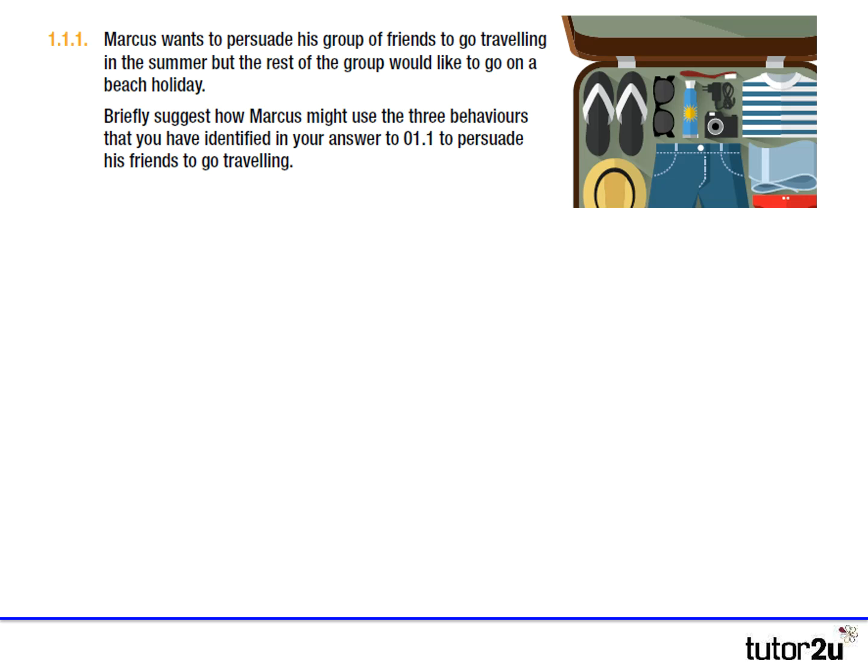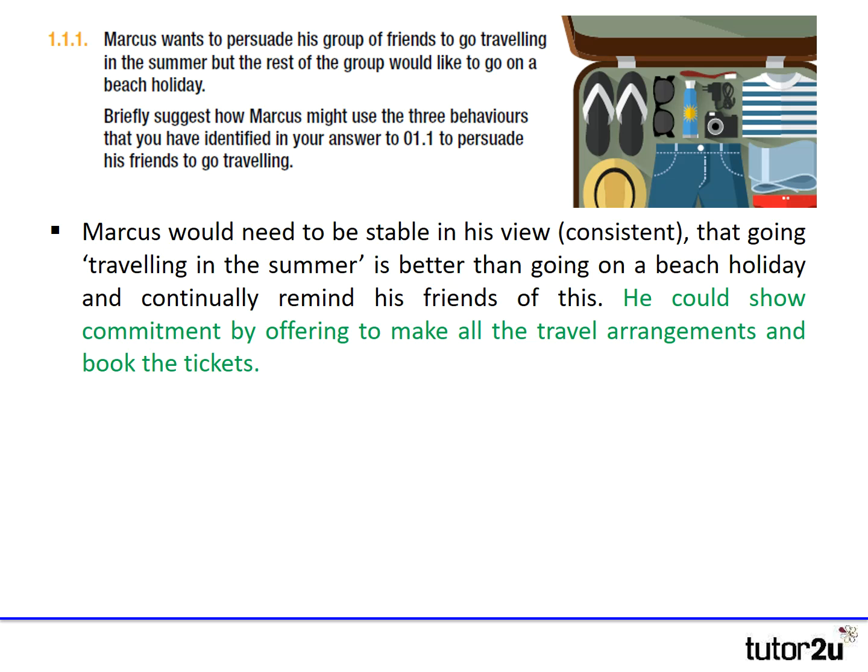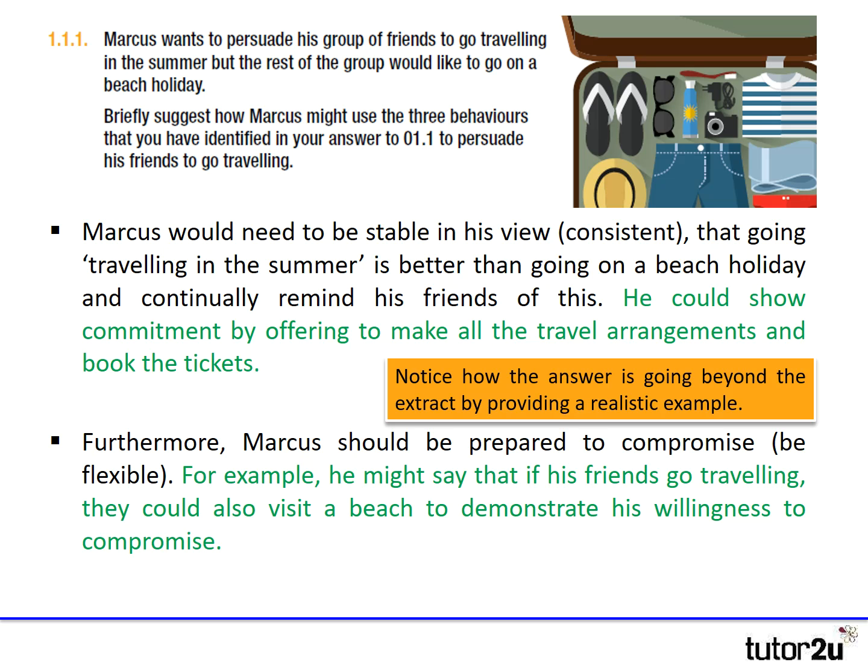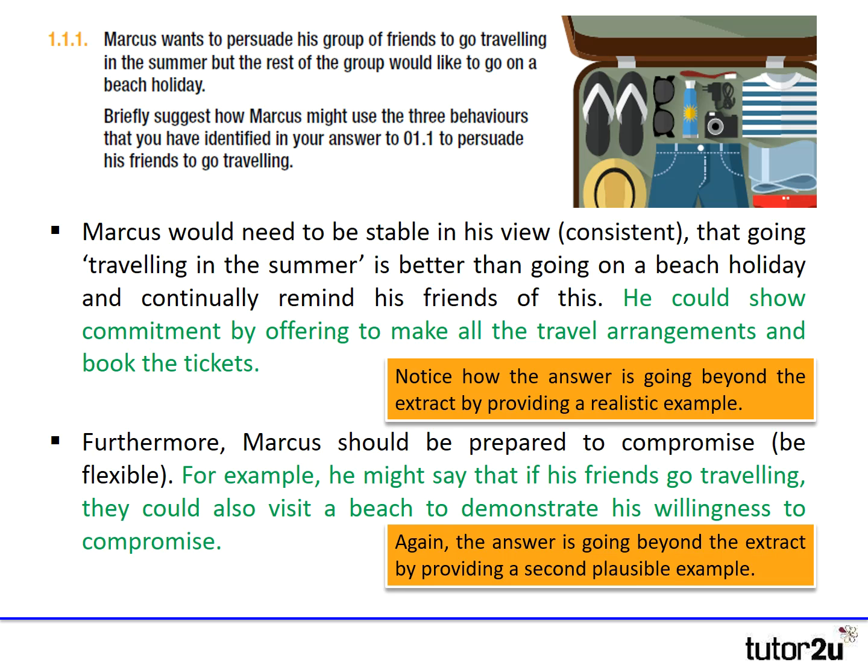Now with that in mind, here's how you'd structure a really simple answer to that question, okay? Marcus would need to be stable in his view that going travelling in the summer is better than going on a beach holiday, and remind his friends of this, okay? Notice I've said stable in his view, brackets consistent. I've not defined the key term by using the word consistency, okay? Furthermore, he could show commitment by offering to make all of the travel arrangements and book the tickets. Okay, so I've given a nice plausible suggestion there about how he could be committed. Furthermore, Marcus would need to be prepared to compromise or be flexible. So again, I'm redefining the term with other words. For example, he might say that if his friends go travelling, they could also visit a beach to demonstrate his willingness to compromise. Okay. Nice and simple, didn't need to be that sort of technical, but I've just gone a little bit beyond the extract to show that actually I can think about Marcus as if I was putting myself in his shoes, okay? So that's how you tackle that particular application question.